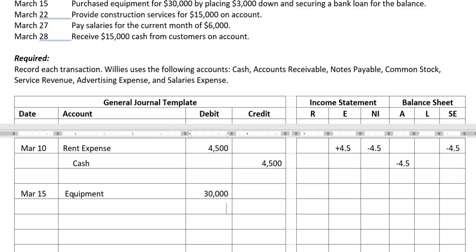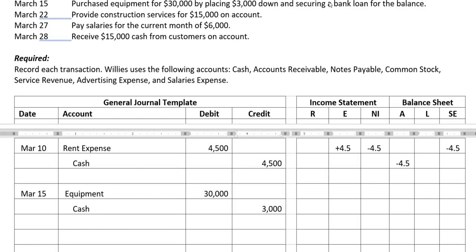Now what's offsetting that? Well, there has to be a source in order to purchase that equipment. So one of two things: we either bought it on account, signed a note, or paid cash. Well, in this case, we did two things. One, we placed $3,000 down. Well, when you place a down payment, that means you are putting cash down. So our cash is going to go down by $3,000.